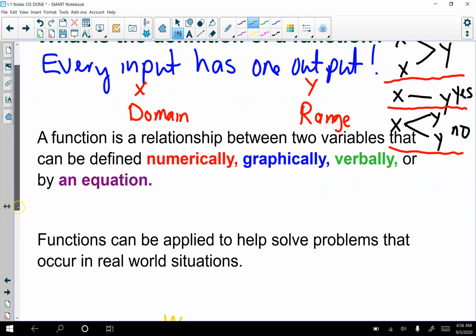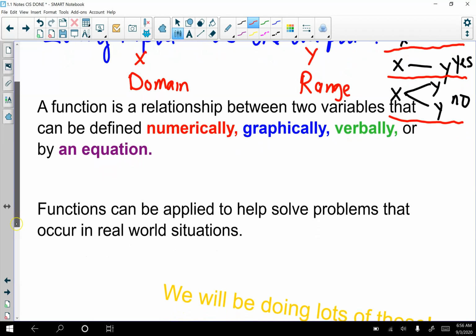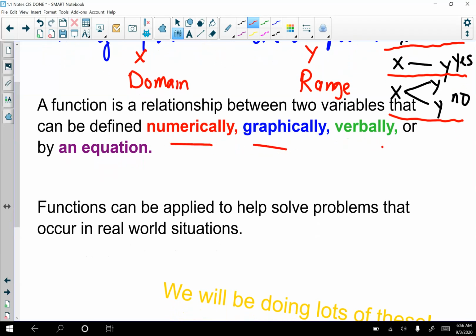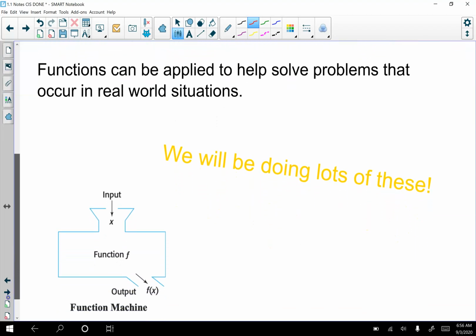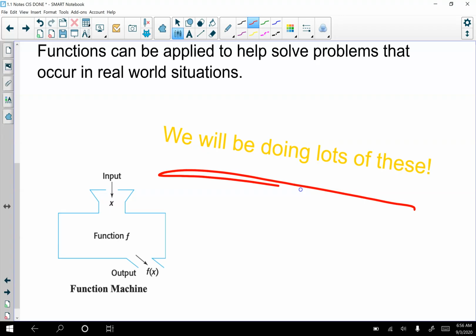So a function is a relationship between 2 variables that can be defined numerically, graphically, verbally, and by an equation. So you can define this relationship in multiple different formats. Functions can be applied to help solve problems that occur in real-world situations. We will be doing a lot of these, and you'll get more and more comfortable as we go.